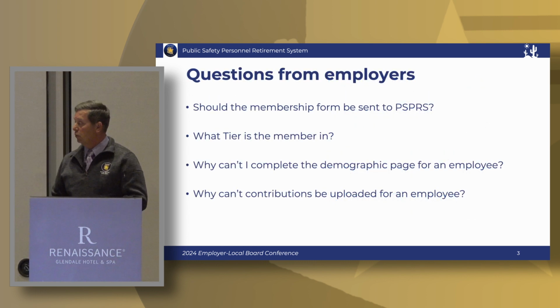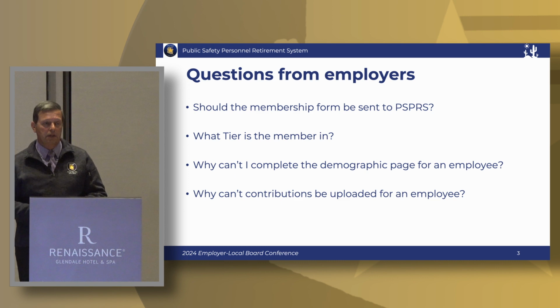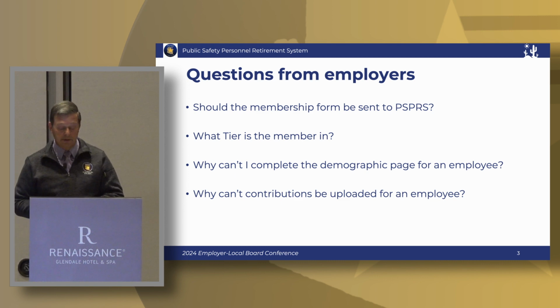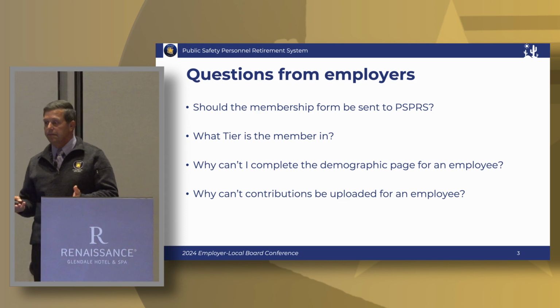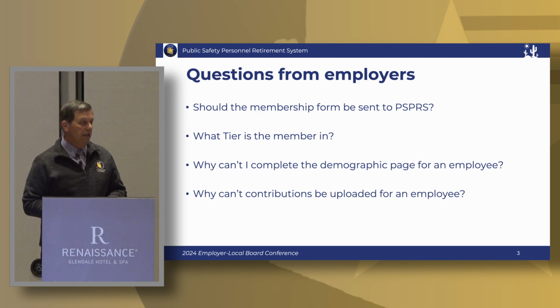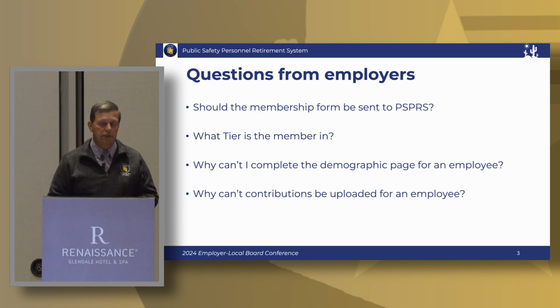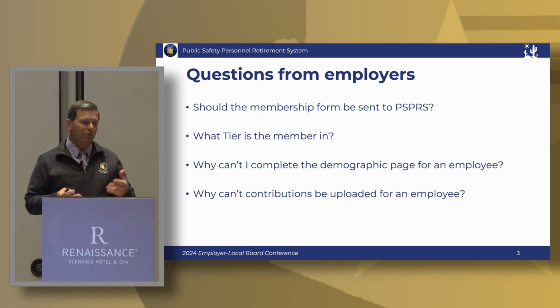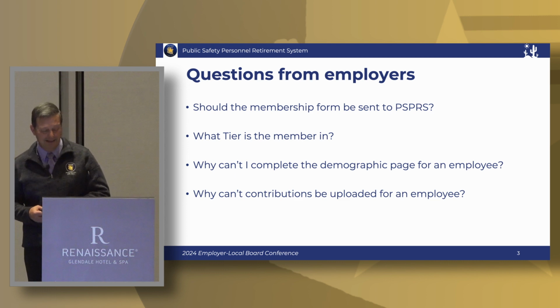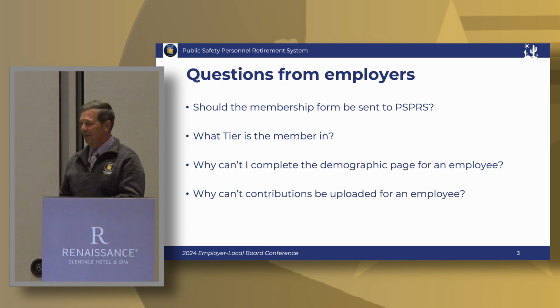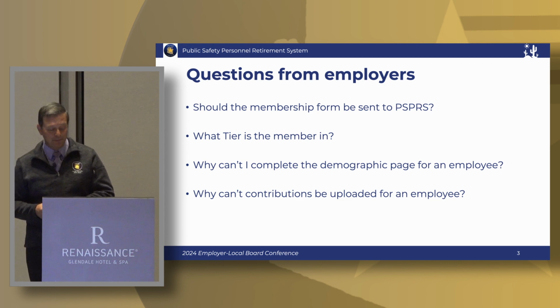So I'm actually going to start with some questions that I've received most recently from some of our employers. Should the membership form be sent back to PSPRS? What tier is a member in? Just curious. Then I reply back, please send me the member's name and last four of their social security number and I'll help you out with that. So I'm going to show you where you'll be able to find some of that information as well.